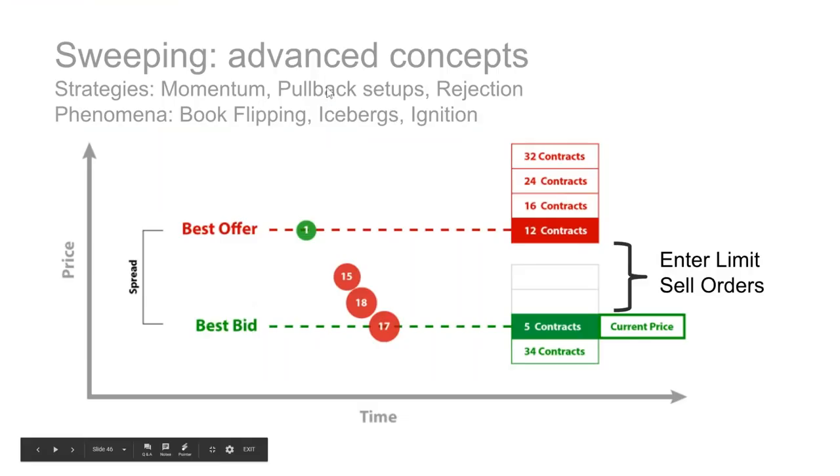Let's look at some of the advanced concepts in sweeping, for example, looking for pullbacks. If you believe the sweep here means we're going to start to accept down to lower levels, then you can start to enter some of your limit orders in some of these areas if we're looking for that pullback, because there's been a vacuum.